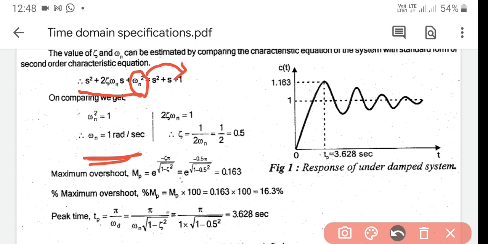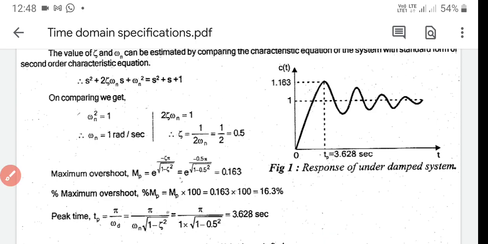What is the second term? Second term, look at the s coefficient. What is the s coefficient? 1. 2 zeta omega n is equal to 1. So zeta is equal to 1 by 2 omega n, that is equal to 1 by 2, that is equal to 0.5. Now you know the value of omega n and the value of zeta here.